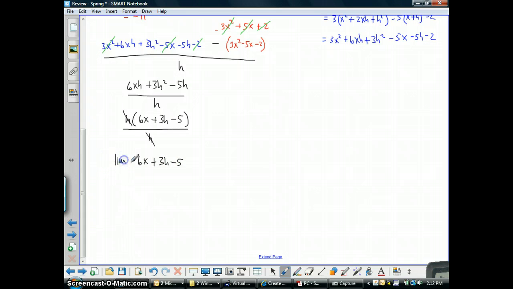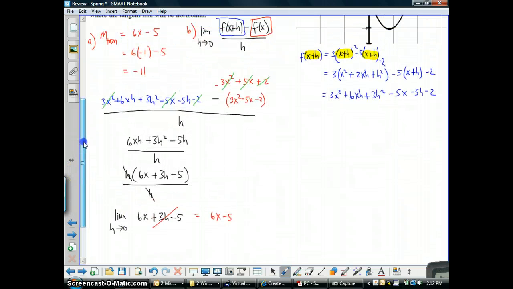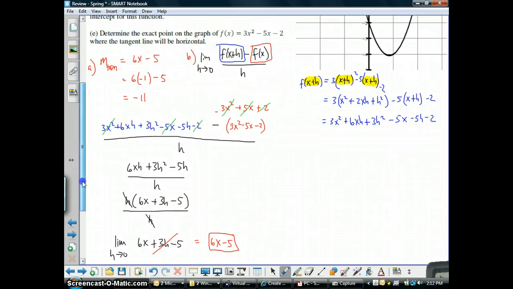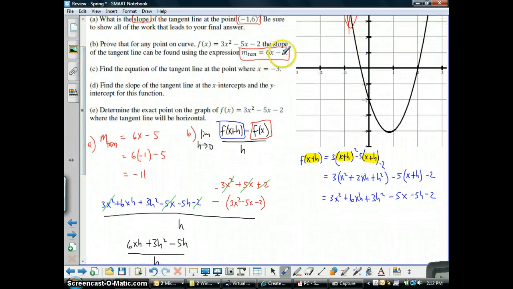And again, I didn't write it all every single time, but I want h to go to 0. So basically, this term disappears, and you're left with 6x minus 5, which is exactly what this problem asked me to do. 6x minus 5.